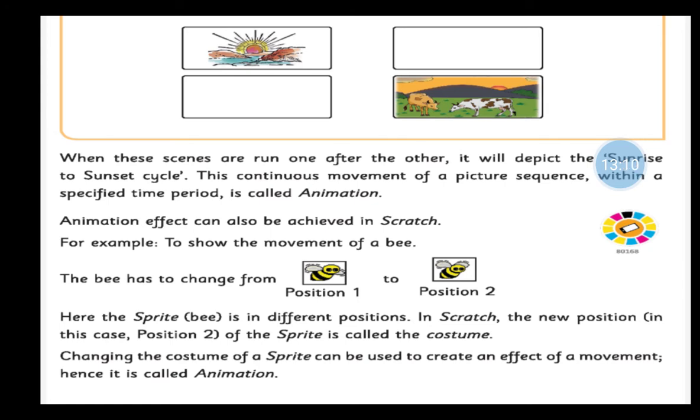Changing the costume of a sprite can be used to create an effect of movement. Hence, it is called animation. You can change the costume with movement, and that is called animation. If there is no movement and you only change the position, then it is called a costume. With the costume you can create movement, so that is called animation.